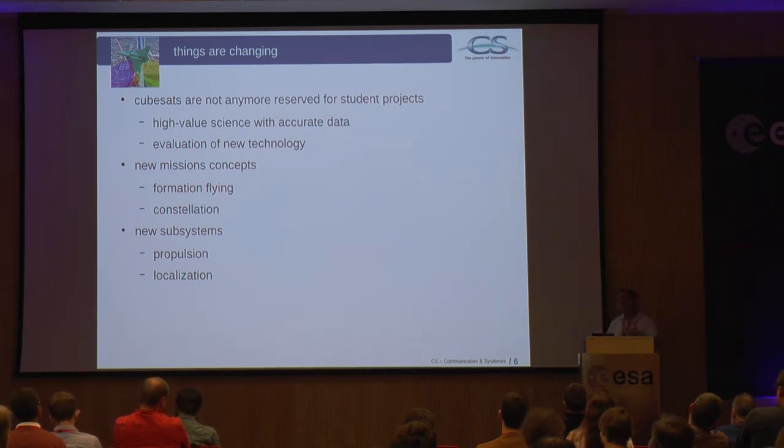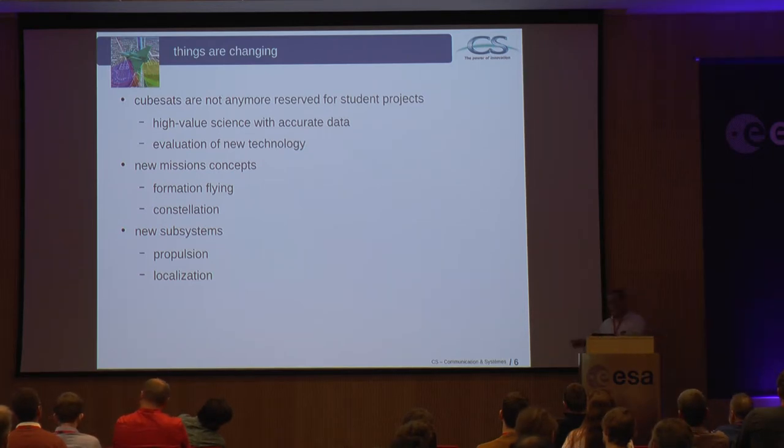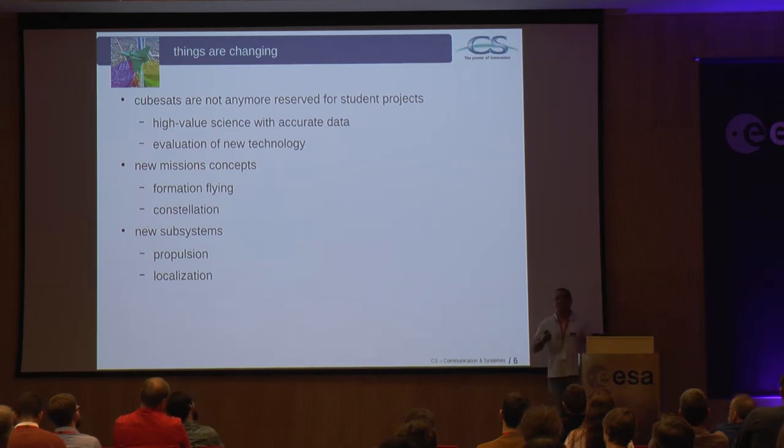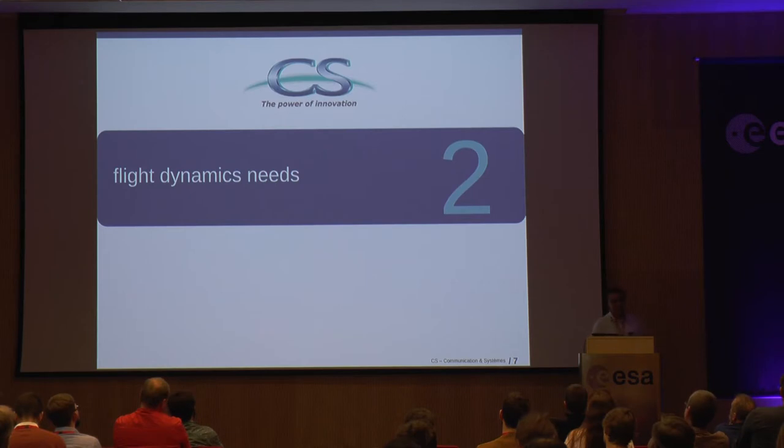And you also have new mission concepts. You do have some formation flying occurring with CubeSats. We had one example yesterday. I also work on a constellation involving quite a number of CubeSats. And on the CubeSats themselves, you do have new subsystems. You now have propulsion systems and many GNSS, so localization systems.